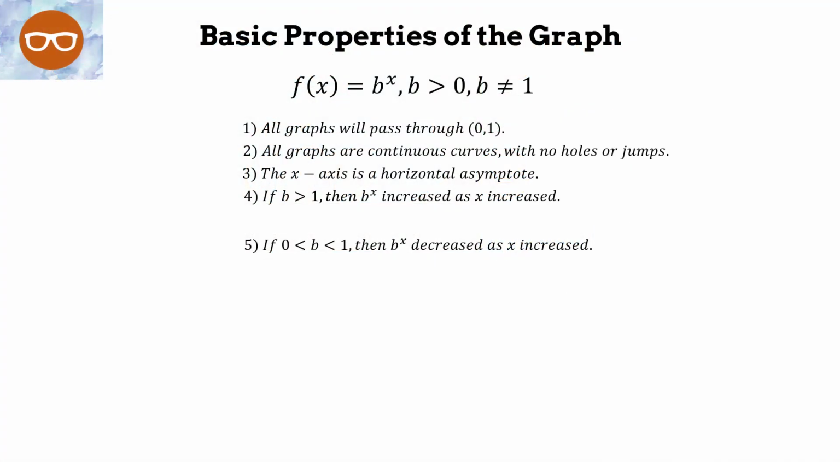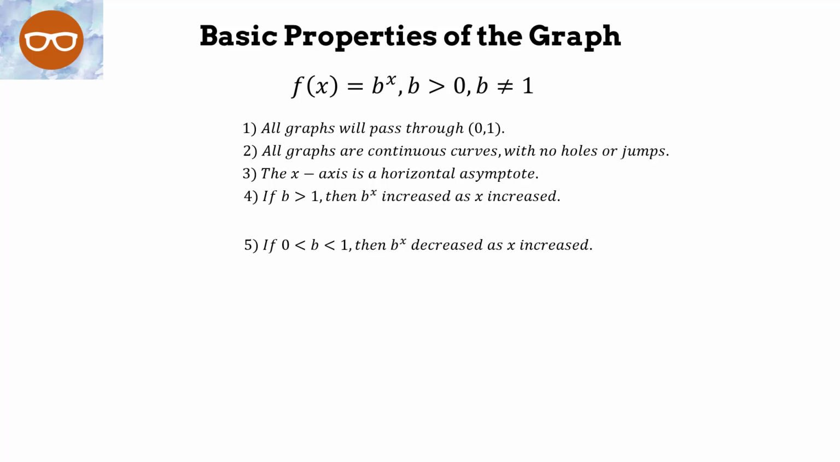Basic properties of the graph. f(x) = b^x when b is greater than 0 and b does not equal 1. Number 1, all graphs will pass through (0, 1). 2, all graphs are continuous curves with no holes or jumps. 3, the x-axis is a horizontal asymptote.